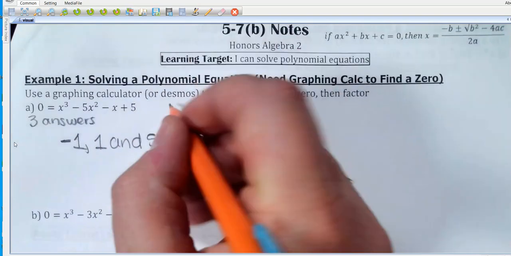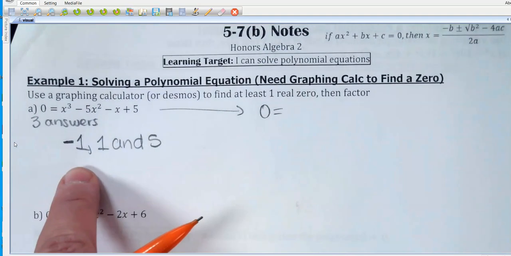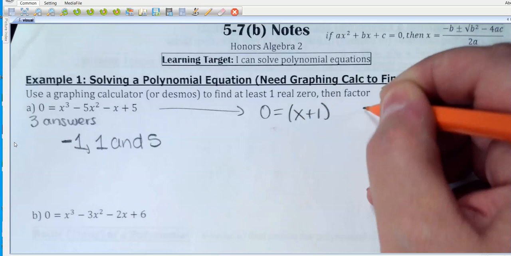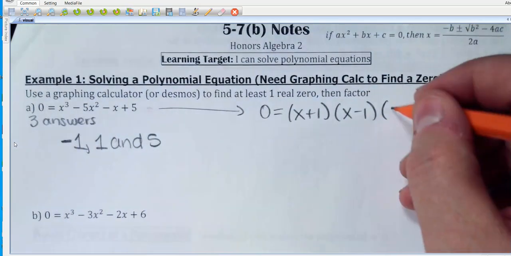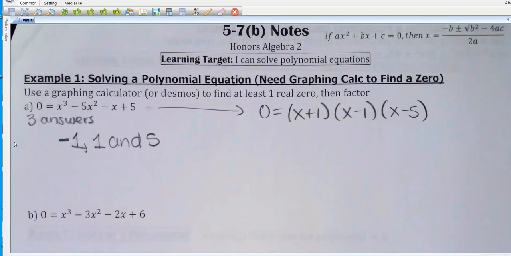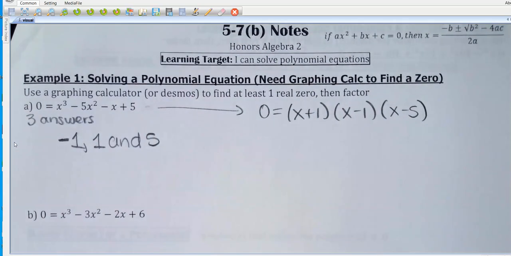If it were to ask you to write this in the factored form, those zeros correspond to a linear factor. So -1 would be x plus 1, 1 would be x minus 1, and the 5 would be x minus 5. And you could write those in any order. The actual answer to the question are the zeros, the -1, the 1, and the 5. But just in case your question asks what that would be in factored form, you could write that down right there.